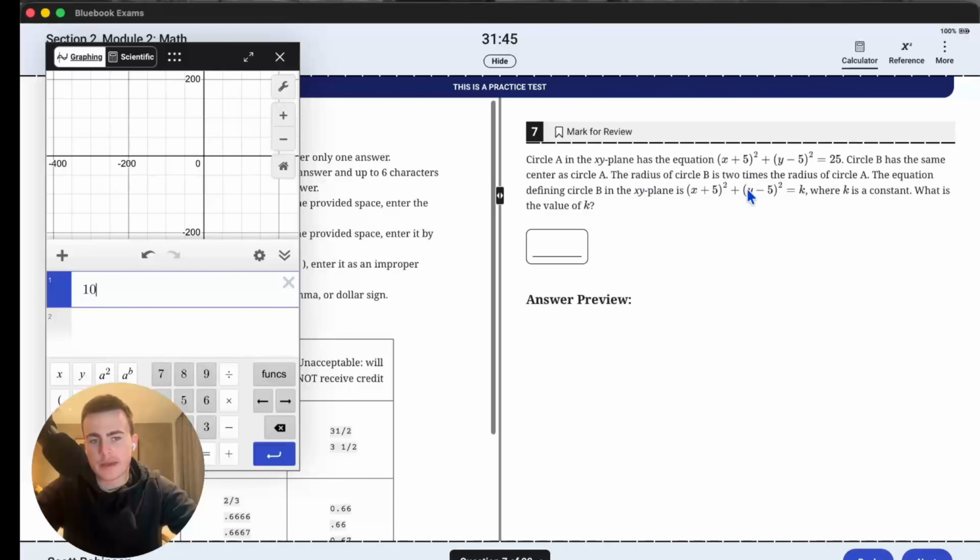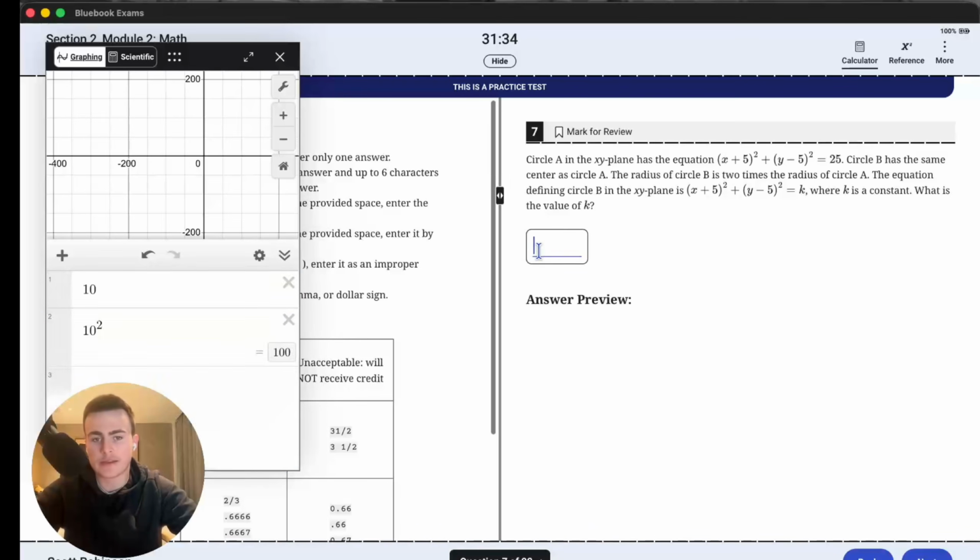Now the equation of B is this, for k is constant. What's the value of k? Now we found the radius of the second one. I need to find k, which is the last number. And the last number is radius squared. And the radius is 10. So you do 10 squared, which means k is 100.